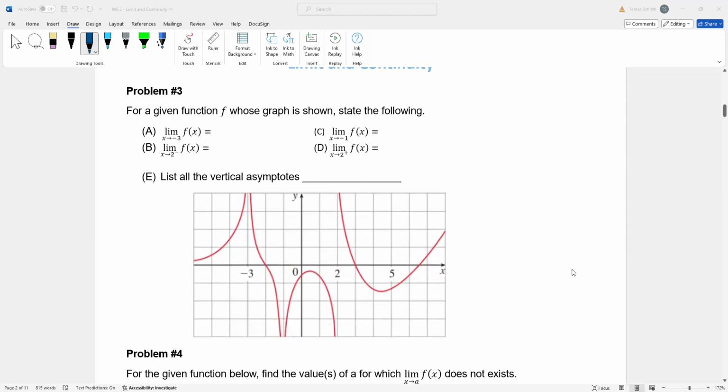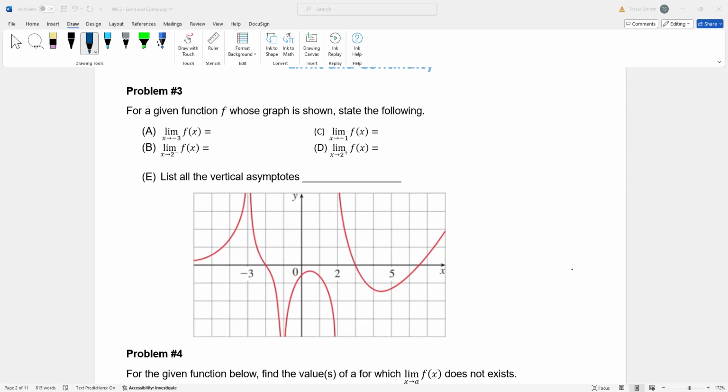Okay. So this one here. A while ago, we said for the limit to exist, the right limit has to equal the left limit, right? So the limit does not exist if the right limit is not equal to the left limit.